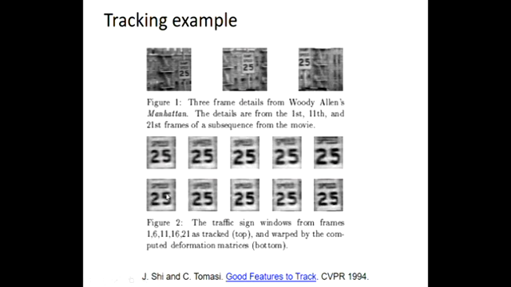Where if you had lost the track, if this had drifted to another scene point, even after doing that affine transformation, the intensities won't match well. And so then you can see that you've lost the track.